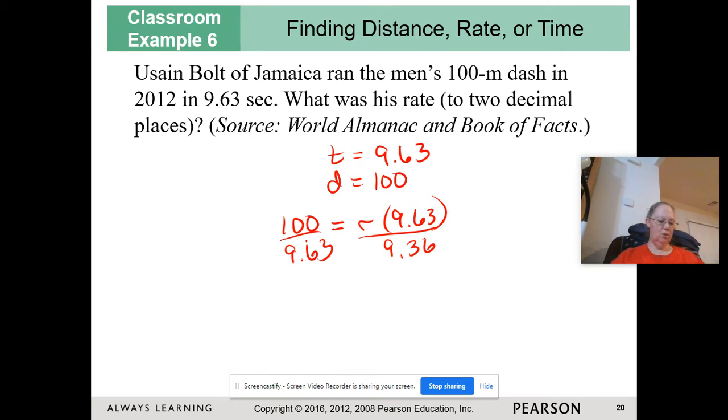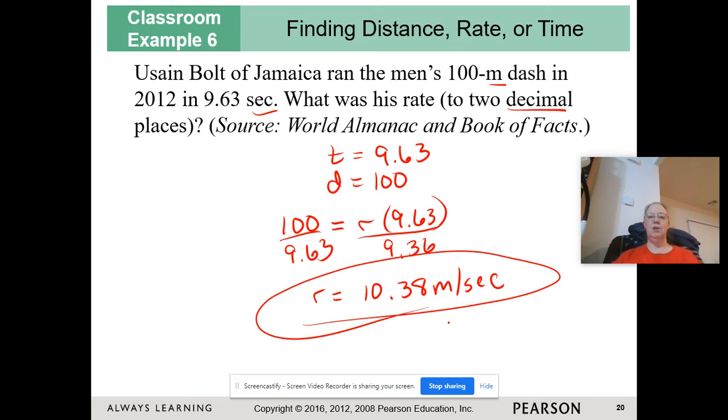And I don't know what that is, so I'm going to check my calculator. 100 divided by 9.63 gives me, rounded to 2 decimal places, make sure you round correctly, 10.38. And we're talking meters and we're talking seconds. So the unit actually would be meters per second. Meters per second.